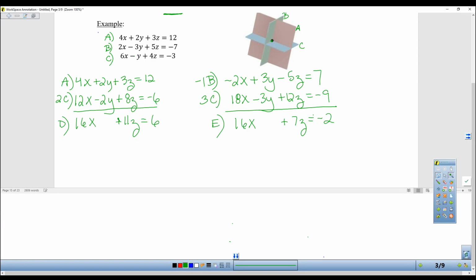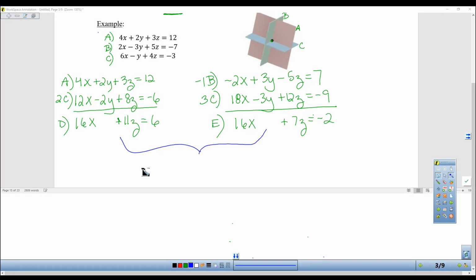So there's a lot of steps to this problem. Step 1, make 2 equations and get rid of a variable. Step 2, do 2 more equations, get rid of the same variable, use one of the other equations. Step 3, put D and E together and get rid of another variable.